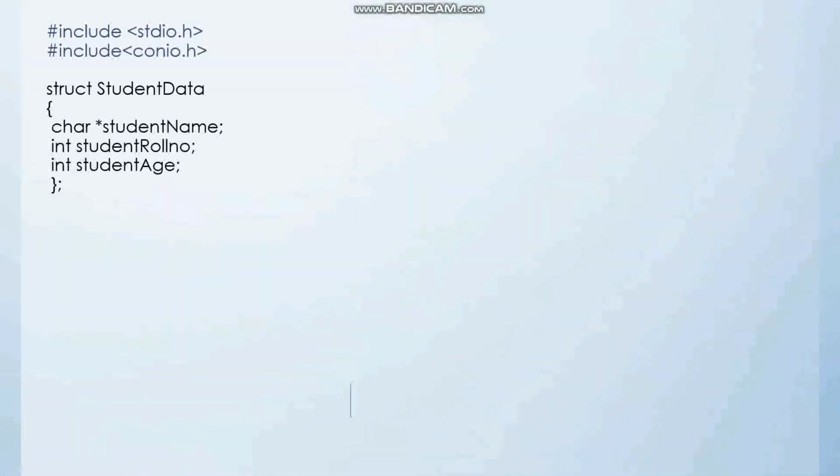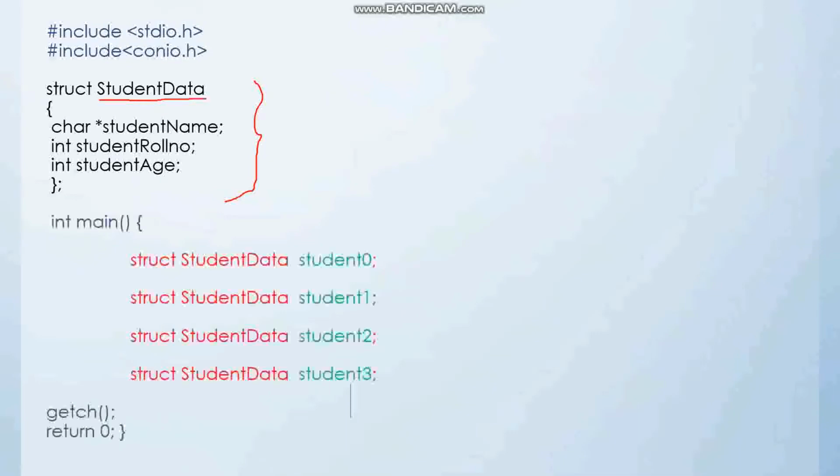So in this example we have included two header files which are required for this program. Then we are creating a structure here which is a collection of three variables: a student name, a student roll number, and student age. The name of the structure is student data.